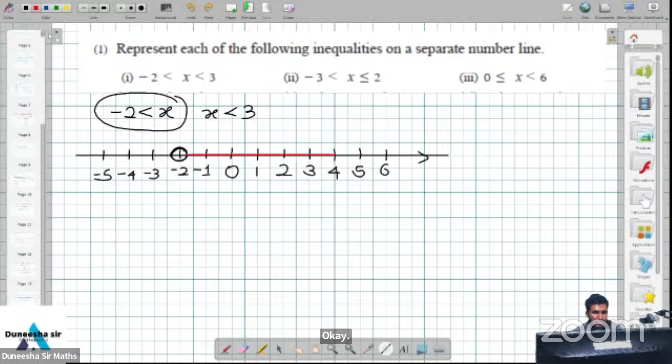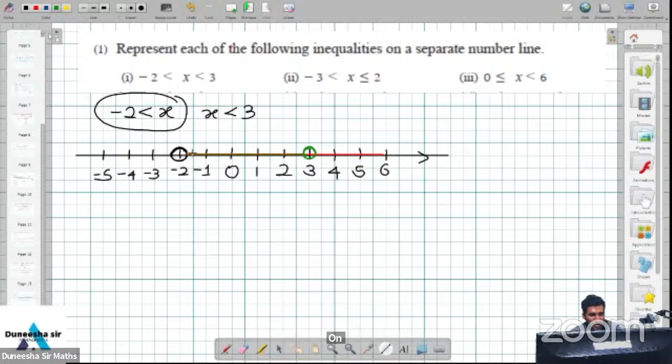Next inequality says what? It's x is less than 3. x is less than 3. Can you get it? What does it say about 3? It's less than 3. Okay. Then how do we get it?